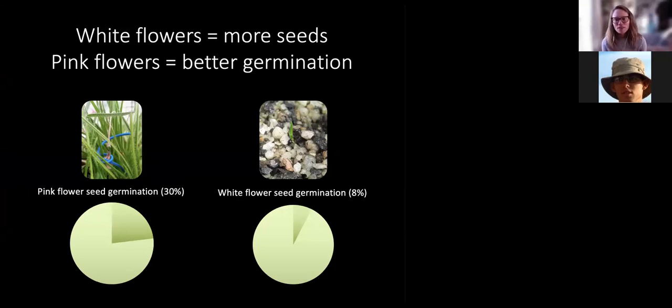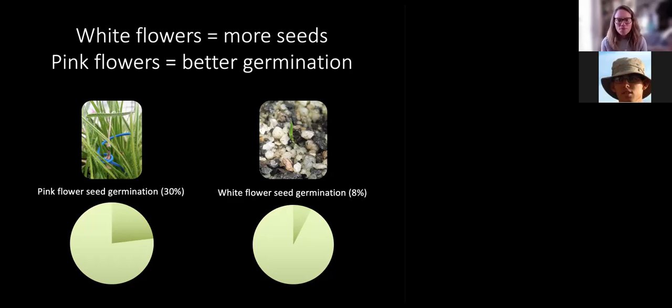So to compare fitness between the pink and white morphs, we had tagged individuals that we knew were pink and we knew were white, and we had gone back to them and collected seed, and we're confident that they didn't change. It wasn't like a white flower came up and then we missed it and a pink flower came up. We germinated the seeds in the greenhouse. They were watered twice a day and kept warm for a few weeks. And then we found that white flowers produced more seeds, but pink flowers had better germination.